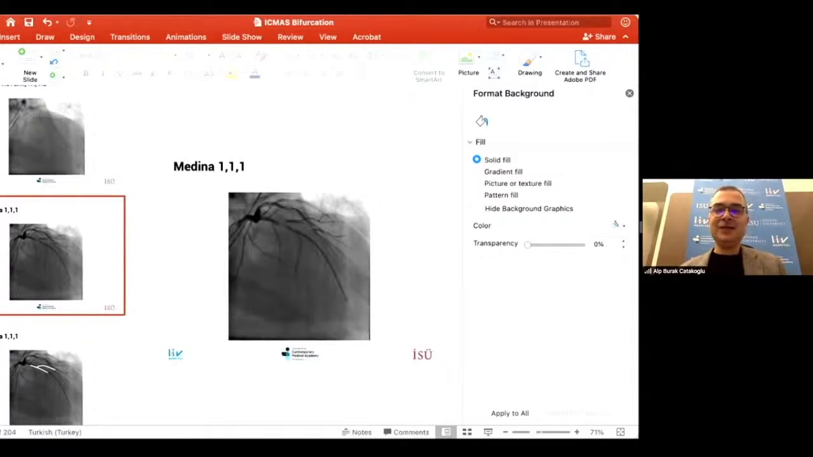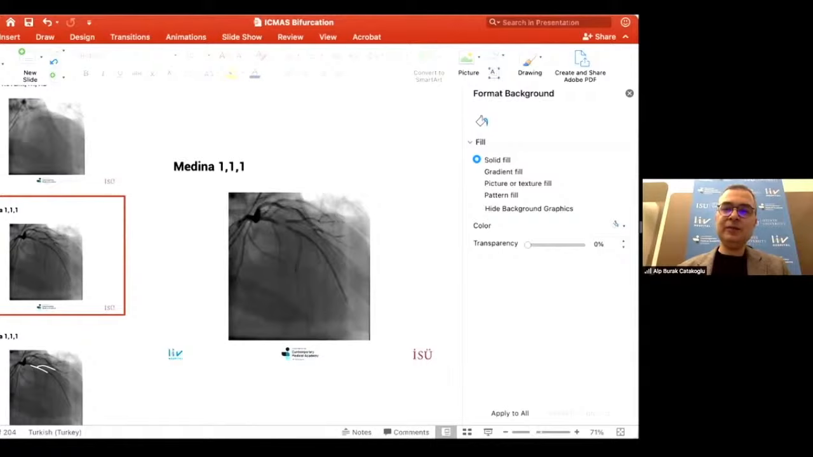And of course, the Asian colleagues from Korea have done lots of research on DK crush, and they're performing this DK crush technique perfectly. And of course, the results are quite good compared to culotte technique, to TAP technique, or other techniques. There's also some debate whether DK crush is better than provisional stenting, because some recent papers have shown that DK crush is better than any technique. But of course, there is some bias on this, because the group that is doing this research and writing these papers are all from Korea, and they are mostly oriented to this DK crush technique.